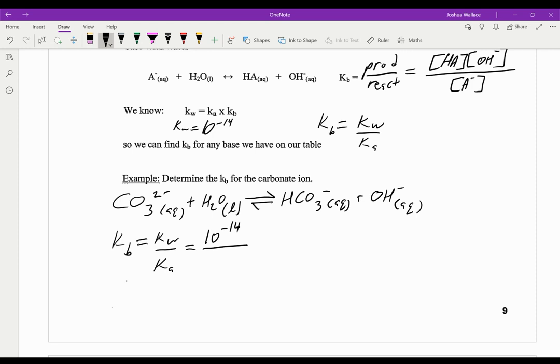Now we're going the opposite way, in which we have our CO3 2- becoming HCO3-. And my Ka is 4.7 times 10 to the negative 11. If you're not sure where that value came from, let me know. I'll make sure to find that for you. So 4.7 times 10 to the negative 11. When I get the value for that, it will be 2.13 times 10 to the negative 4. That's all I have to do on that one.